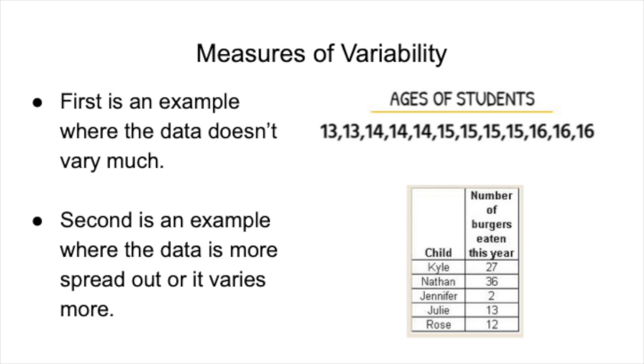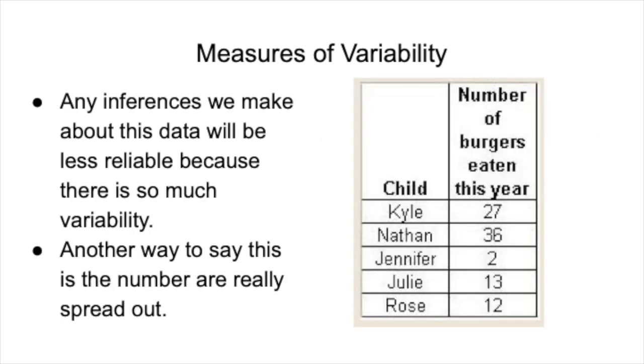Let's focus on the variability of these 2 data sets. In the first data set, we see that the ages of the students do not vary. In the second table, we notice that the number of hamburgers eaten each year varies quite a bit between the different people. Any inferences that we make about this data set will be less reliable because there's so much variability. Another way to say this is that the numbers are really spread out and they will have a larger range.